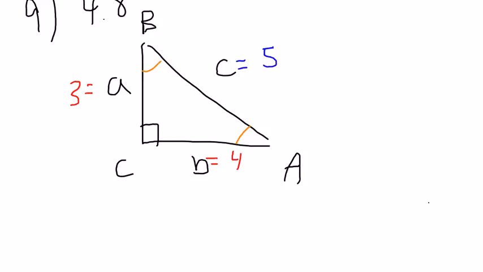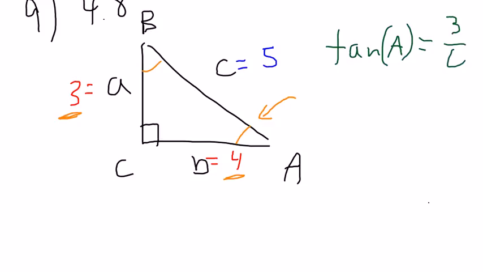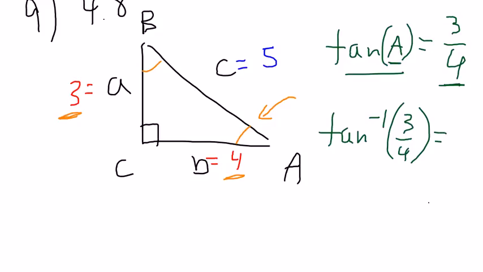So I'm looking for angle A, and if I have the opposite side over the adjacent side, I know that involves tangent. I know that the tangent of angle A is going to be the ratio 3 over 4. It has to be, because that's what we know about tangent. Now, when we have a ratio and we're looking for an angle, we want to use the inverse. So I'm going to take the inverse tangent of 3/4, and that will give me angle A.